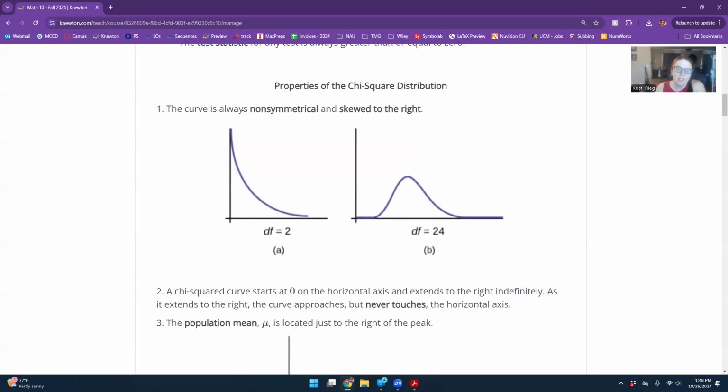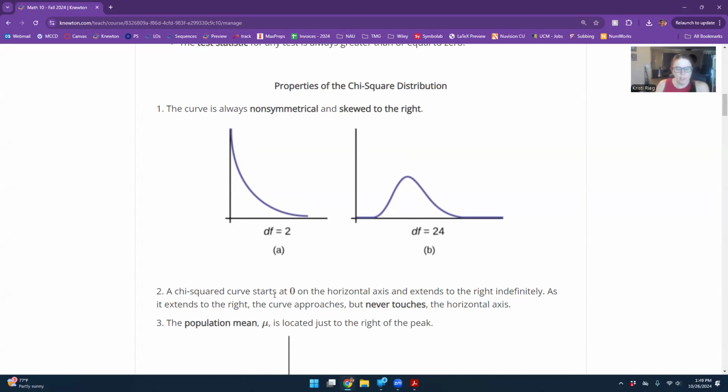And so the first one is that the curve is always non-symmetrical and skewed to the right. So here are 2 examples. Here's something with the degrees of freedom of 2, and we'll talk about degrees of freedom in a minute. It's almost like a graph of 1 over x or something. It looks kind of like that, but it is skewed to the right, which means the tail goes to the right. And then this one has a degrees of freedom of 24, so a little higher. You'll notice that it has a normal-ish distribution, but it still has that tail out to the right.